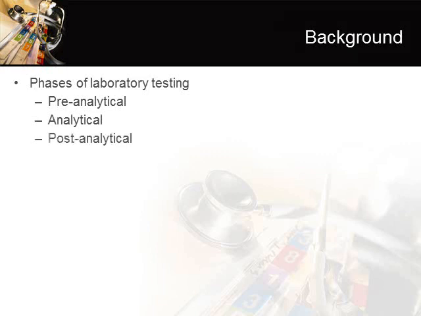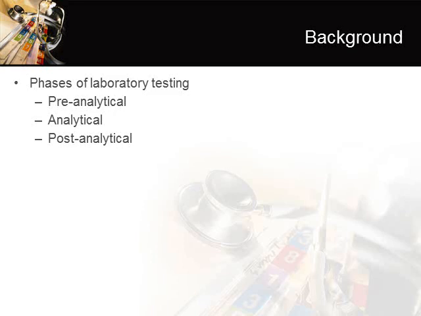Laboratory testing consists of three distinct phases. The pre-analytical phase is the phase in which the physician creates an order, the lab processes the order, the laboratory specimen is collected, usually by phlebotomy, and then the specimen is received into the laboratory. The analytical phase consists of steps associated with conducting the actual test ordered by the physician. And the post-analytical phase is the phase in which results are computed, analyzed or interpreted, and reported to the physician.